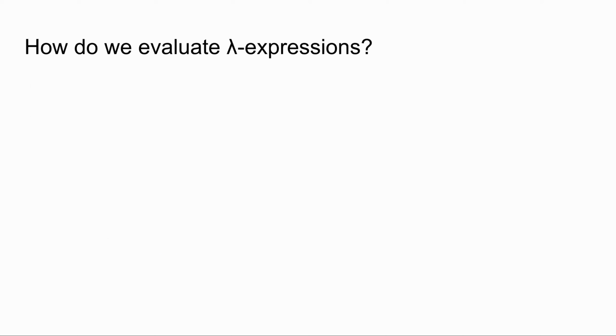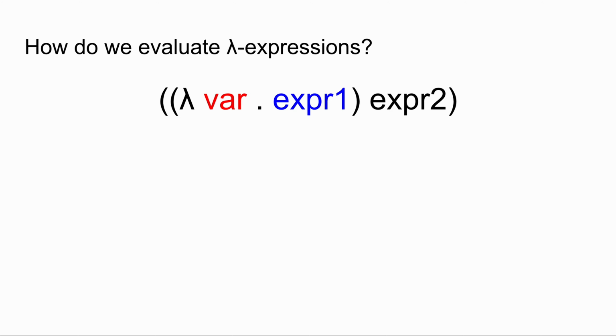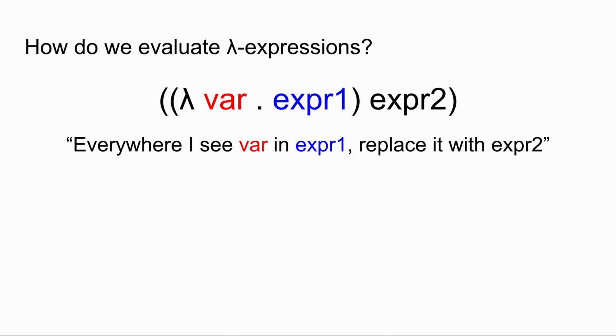Now we know what lambda expressions are. How do we evaluate them? Let's say I have a lambda expression that looks like this. This is a function application where we have a function definition as the first expression and some other expression as the second expression. When you see this, I want you to think, everywhere I see var in expression 1, replace it with expression 2.